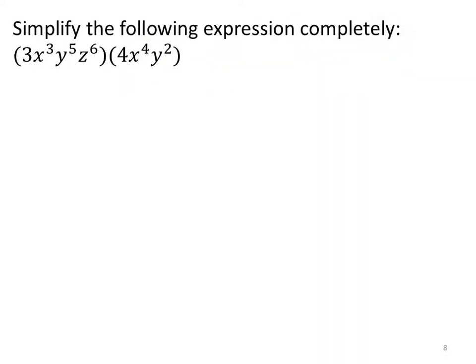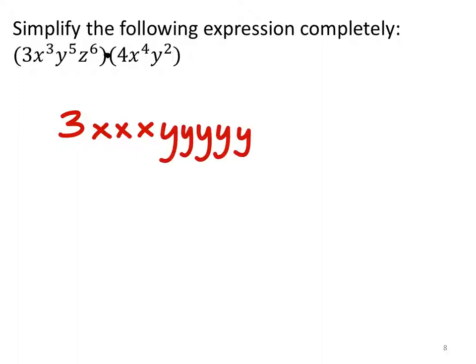Right, so this, I don't know, we kind of look at this and it makes us feel bad inside. It's not really that bad though. We just have lots of different stuff. But it is all multiplication, which is good. For example, between these two parentheses is multiplication. So that first set of parentheses would be 3. Then I got 3 x's multiplied together. Then 5 y's. And then 6 z's. And this is all multiplied by the other set of parentheses, 4. And then 4 x's. And then 2 y's.